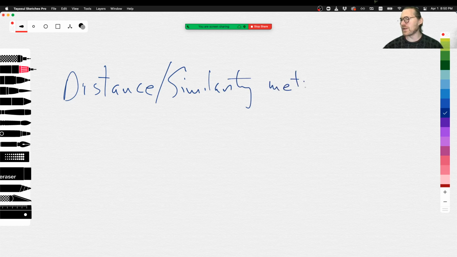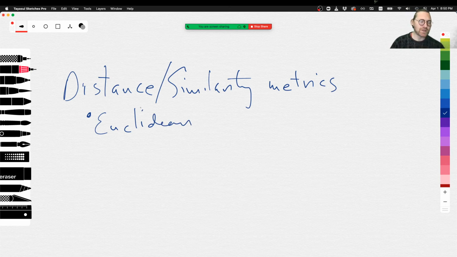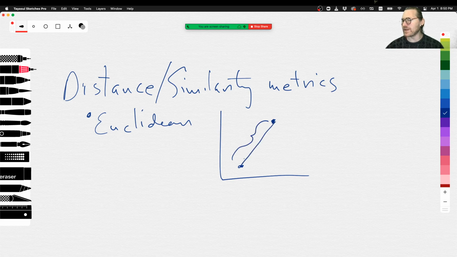And I'm going to list a couple metrics here. We've got Euclidean distance, right? So Euclidean distance, we've been seeing this. That mean squared error looks like Euclidean distance to me. This is just, if we want to think about it visually, you have a point and you have another point, and you're asking, well, what is that distance? That is our Euclidean distance, right? Fairly simple.